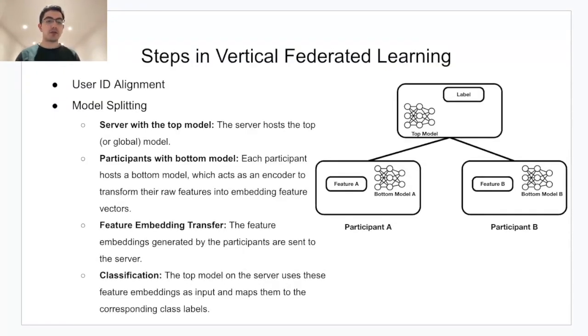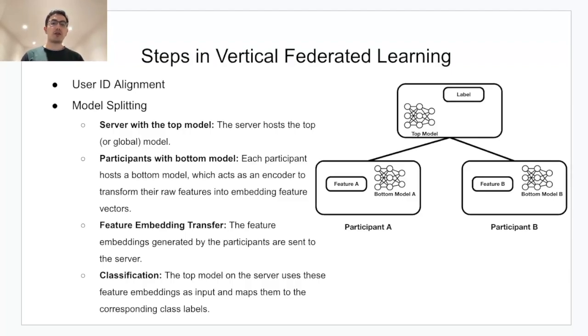The first step in vertical federated learning, or VFL, is the user ID alignment to securely match and align the entities, for example, users or customers, across different participants' datasets. And in VFL, there are generally two variants based on how the model training is structured: VFL without model splitting and VFL with model splitting, which is the variant we use in this paper.